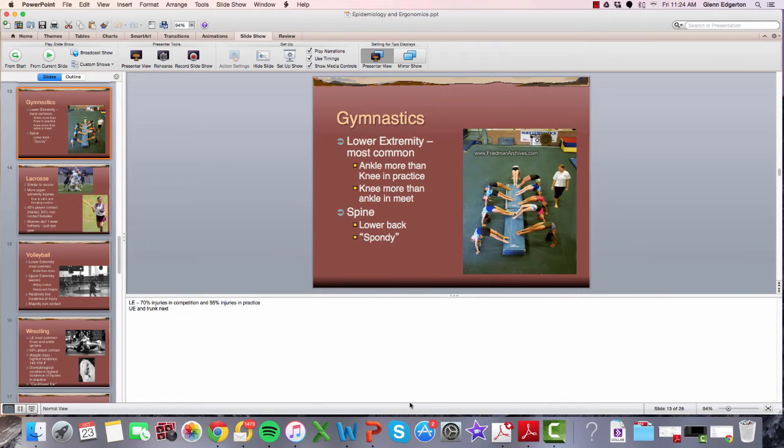Gymnastics definitely have altered rules and made changes to the sport of gymnastics to try and alleviate the amount of injuries, especially in terms of how much they're arching their back. There's a lot of spondy injuries, or what's called spondylolysis or spondylolisthesis, which really just deals with a stress fracture in the low back as well as some slippage of vertebrae on top of one another. So those injuries are seen in gymnastics.